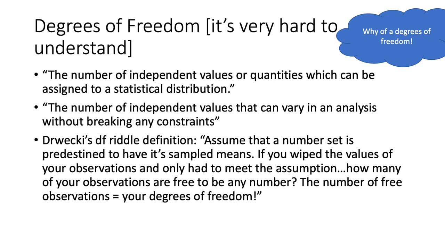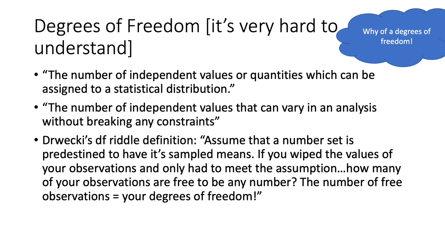The next definition I can deal with: the number of independent values that can vary in an analysis without breaking any constraints. Well, really, we only have 2 constraints in our data. Those constraints are that mean 1 equals mean 1 and mean 2 equals mean 2. Everything else is pretty much based on the mean.